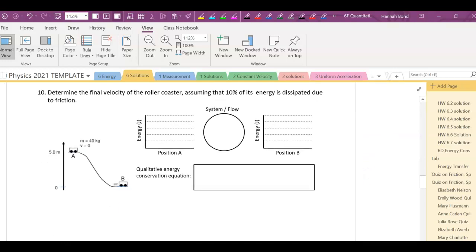Let's look at 10. Here we've got a roller coaster, and it starts out at rest. I see that because it says velocity of 0 at the top of a mountain, and it's going to roll down this track, and then it will be moving at the bottom. Okay, so I'm going to put everything in here. I'm going to put the roller coaster, that's the cart, and the track, and the earth.